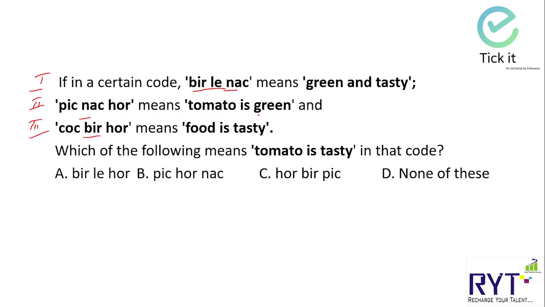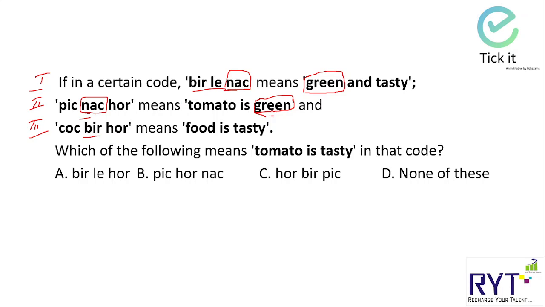Green and tasty, tomato is green. What is common? If you observe carefully, green is common in these 2 sentences. Very important: take 2 sentences at once. Take 1 and 2 first. Green is common. Go to the left hand side and observe what is common. Knack is common. First and second, knack is common.